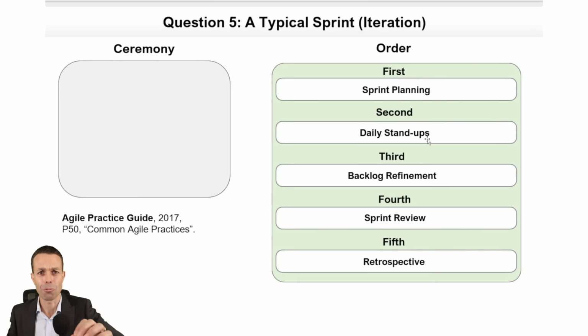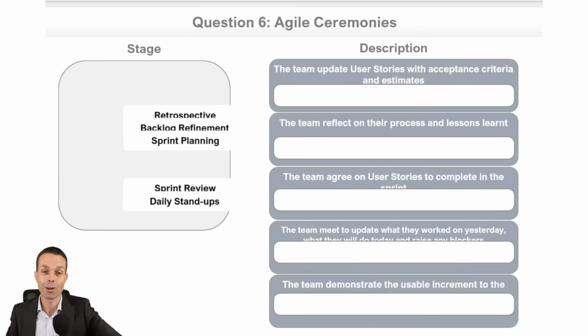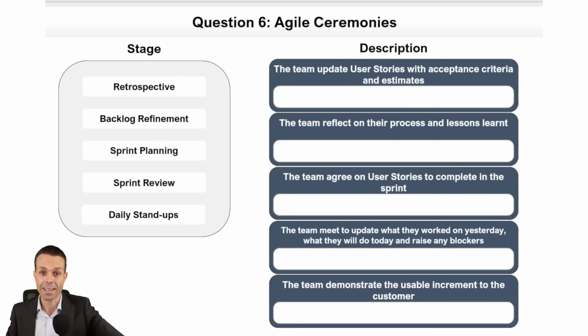And here we go, that works perfectly. You did an amazing job. Agile Practice Guide under Common Agile Practices. Perfect stuff. All right, halfway through this little session here. And the next one is Agile Ceremonies. Oh, so what do we actually do?